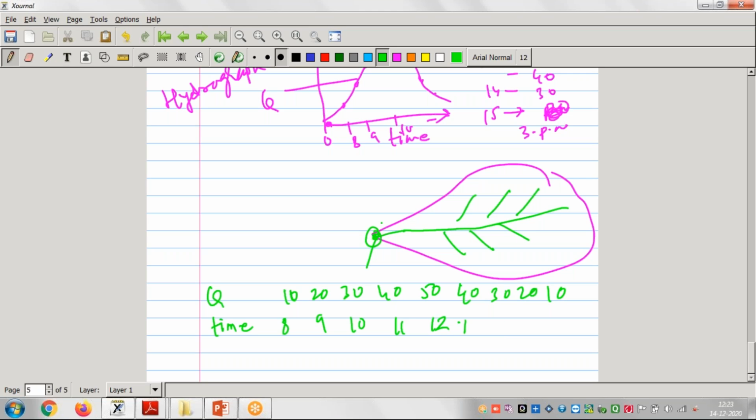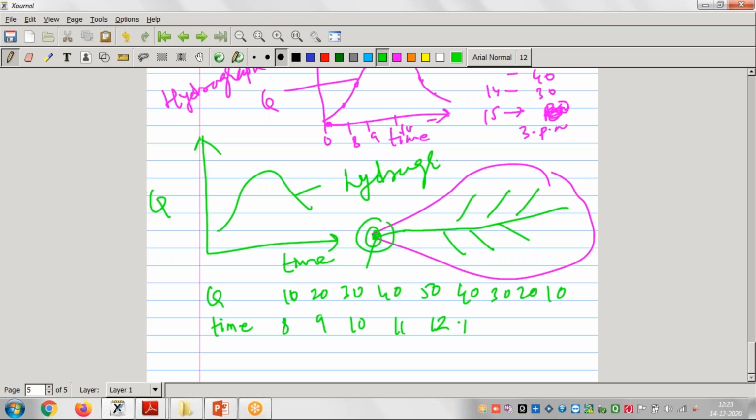So we actually measured the discharge with respective time, and we draw the graph, time versus discharge Q, right? This graph is called the hydrograph. Is this okay? Hydrograph is clear now? What is hydrograph? What is the stage hydrograph?